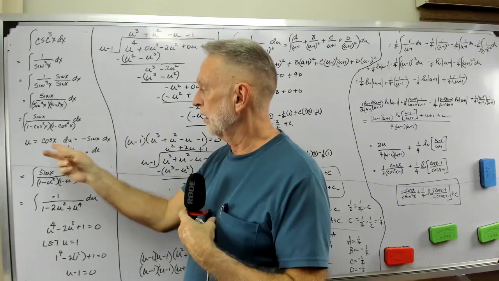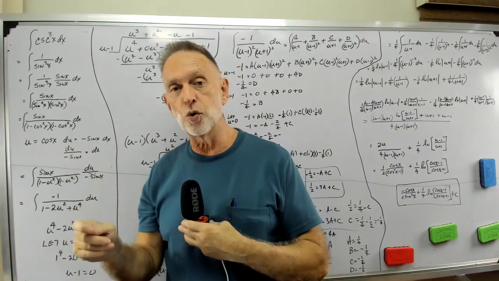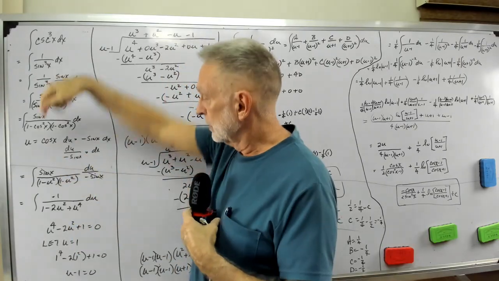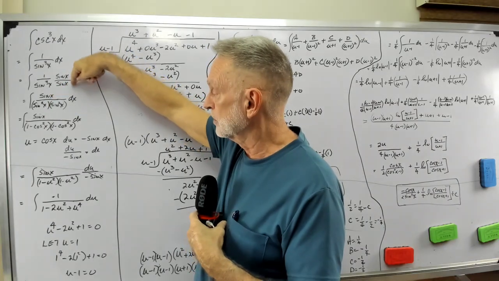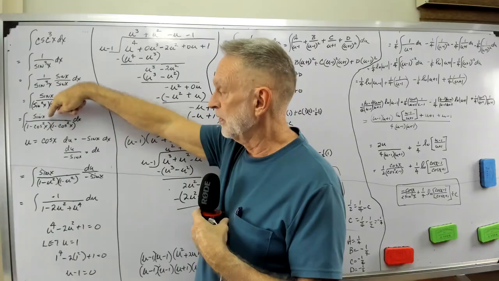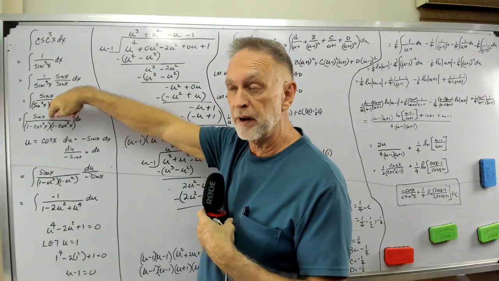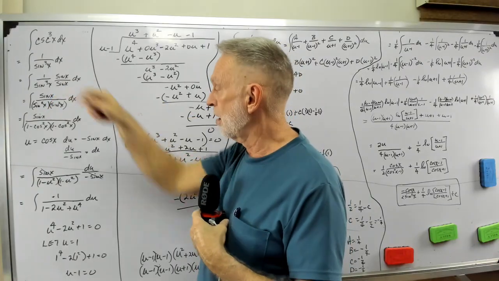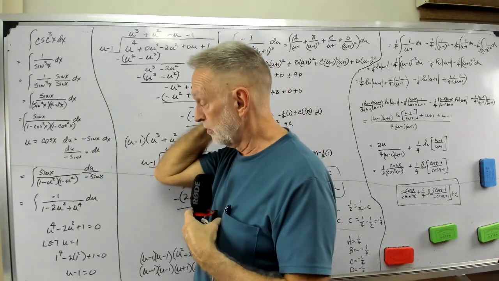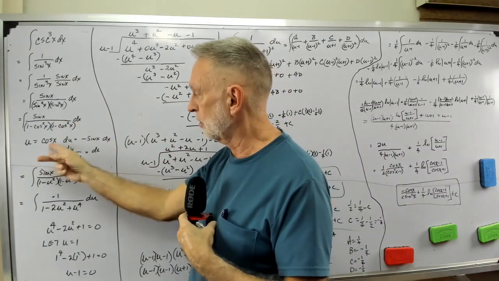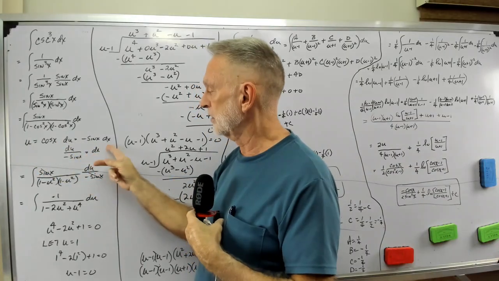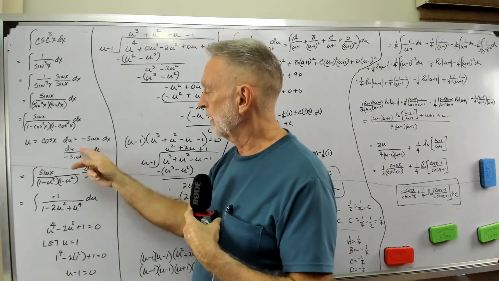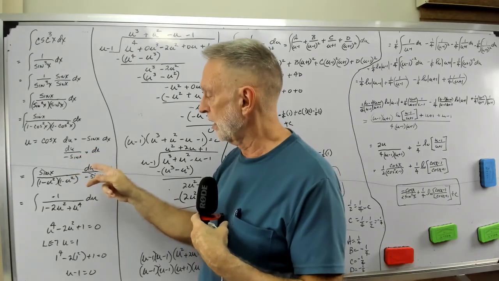Now at this point I decided I'm going to let u equal cosine x. And this works out well because by multiplying this by sine x over sine x, I ended up with the derivative of this function in the numerator. So, which worked out great. So okay, cosine x is u, du is minus sine x dx. So if I solve for dx, then that's du over minus sine x.